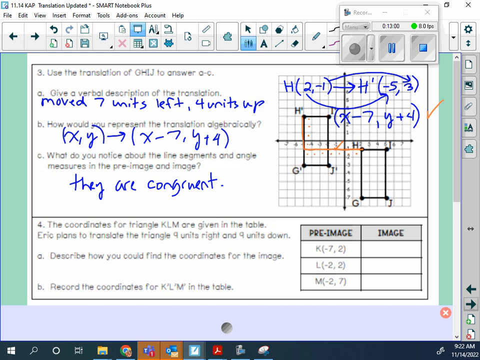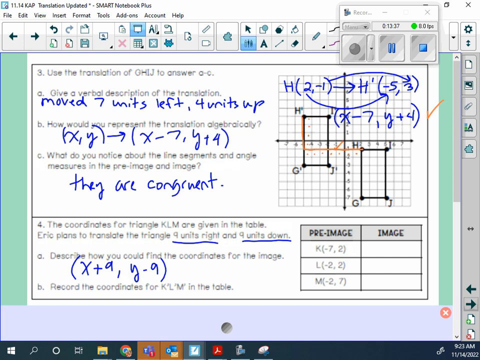The coordinates for triangle KLM are given in the table. Eric plans to translate the triangle 9 units right and 9 units down. Describe how you could find the coordinates for the image. Well, if we're doing 9 units right, what does that mean? X plus 9, perfect. And if we're going 9 units down, what would you do? Y minus 9, okay? And then it says to record the coordinates for KLM prime in the table.